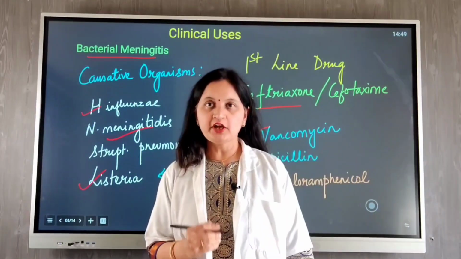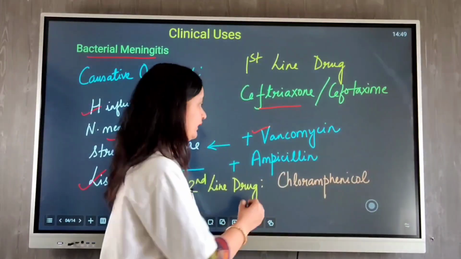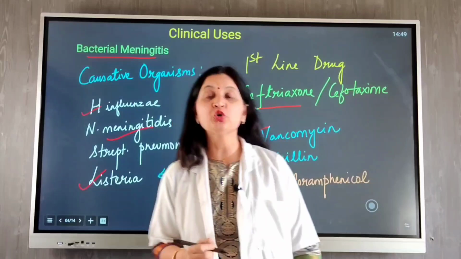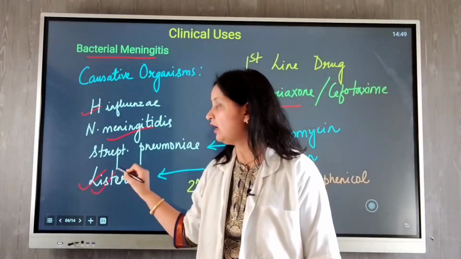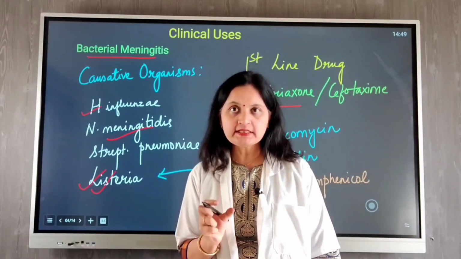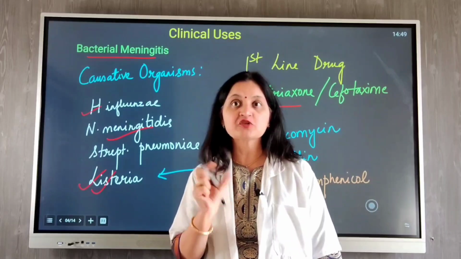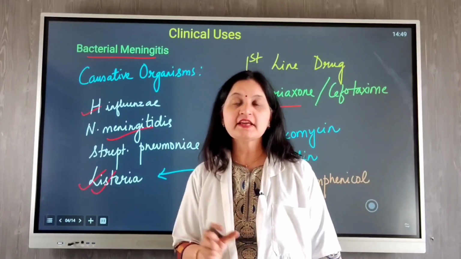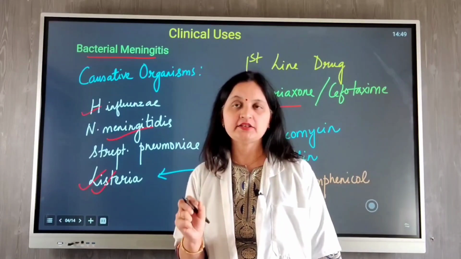So, to cover the resistant gram-positive organisms such as Streptococcus pneumoniae, it is sometimes combined with vancomycin. Ceftriaxone is combined with ampicillin to treat meningitis due to Listeria, because Listeria is highly sensitive to penicillin. So, the combination of ceftriaxone and ampicillin increases the effectiveness against Listeria meningitis.